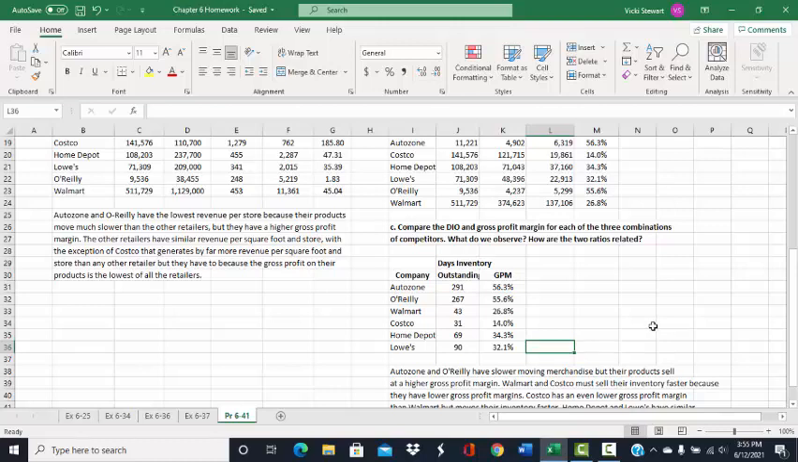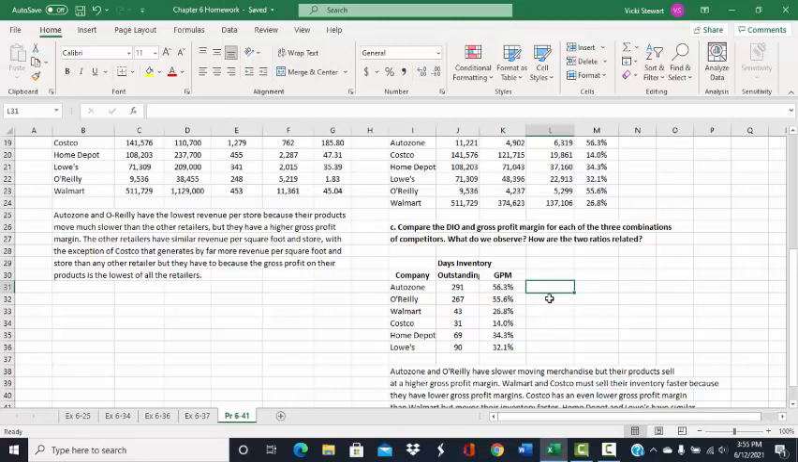So what do we notice for AutoZone and O'Reilly? We notice that their days inventory outstanding is very high. So what does it mean to have 291 days of inventory outstanding? It means that on average, AutoZone's products stay in their store 291 days, and that's almost a year. And O'Reilly's is just slightly lower than that at 267 days.